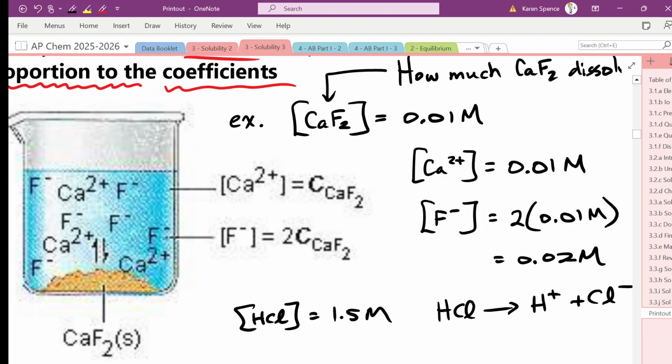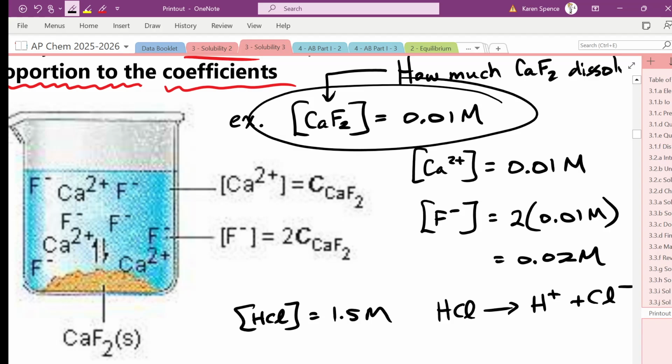Yeah, you might need to calculate this later on. So for example, let's say we did this and we filtered out all the extra. You might then be able to titrate this to figure out the fluoride concentration. And if you knew the fluoride concentration, you could find the calcium fluoride concentration, and that would give you the solubility. Yeah?